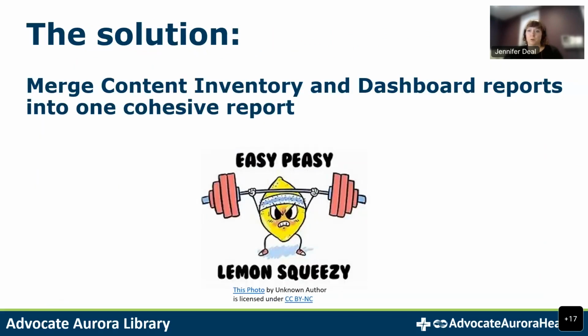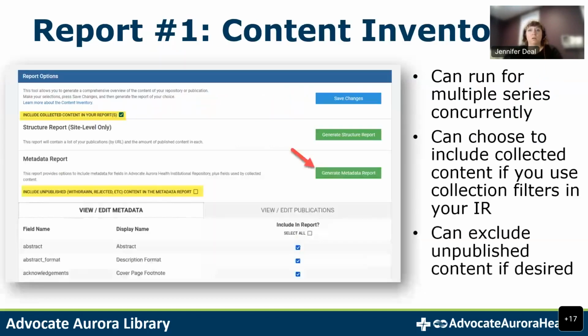The solution was to merge content inventory data with dashboard data into one cohesive report that met all their needs. Easy, right? One quick caveat: Digital Commons is rolling out a new content inventory tool by the end of this year, and that will include submission to IR dates. However, download and PlumX data will still only be available in the dashboard, so we're going to continue needing to merge these reports in the future.